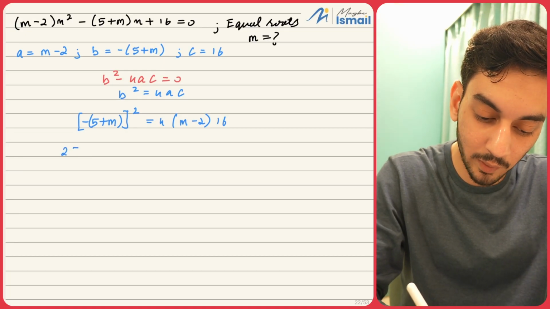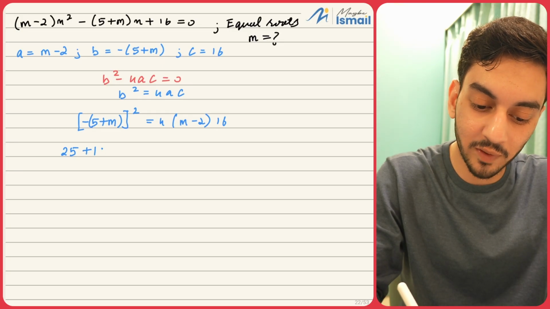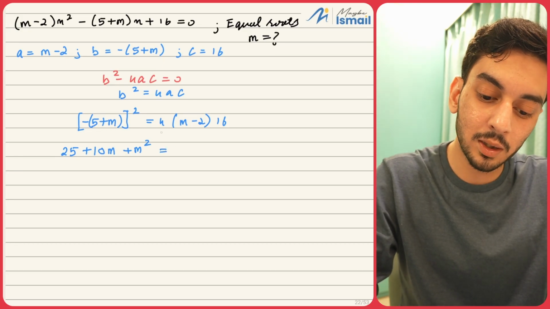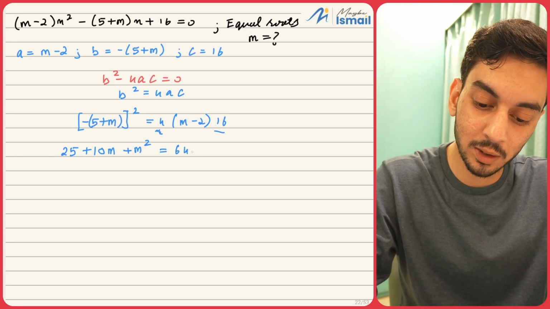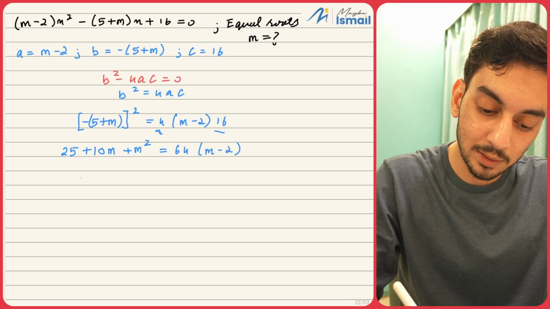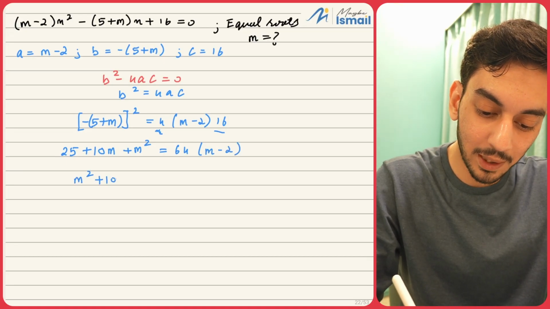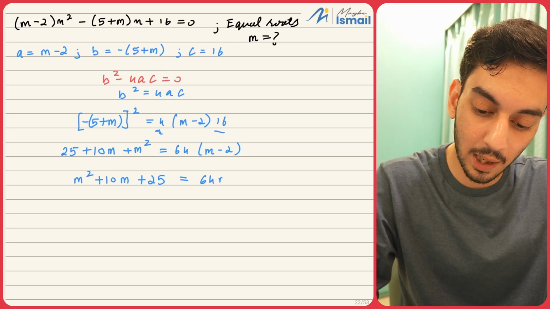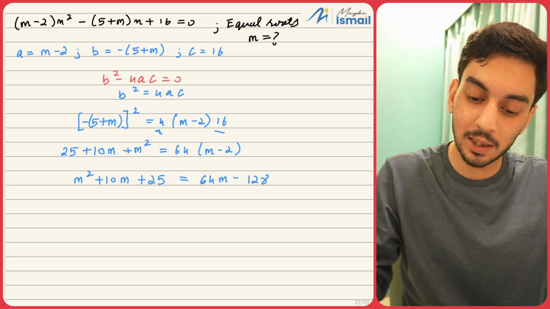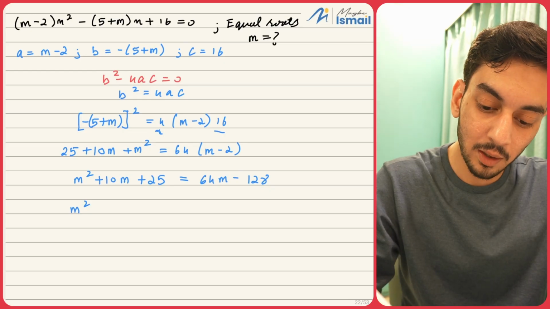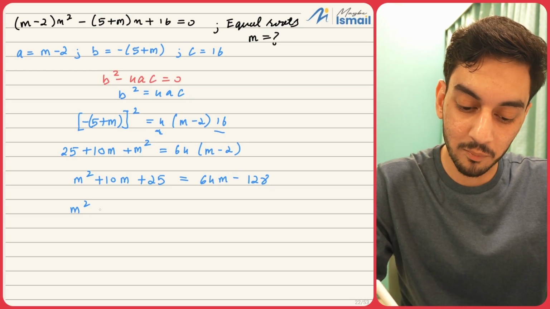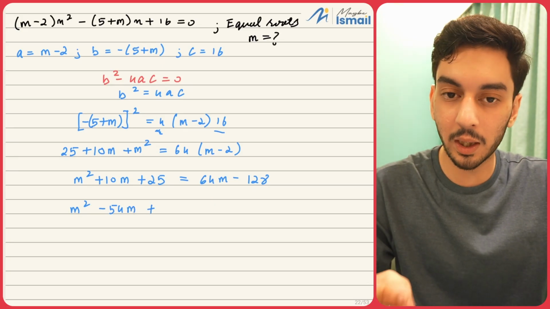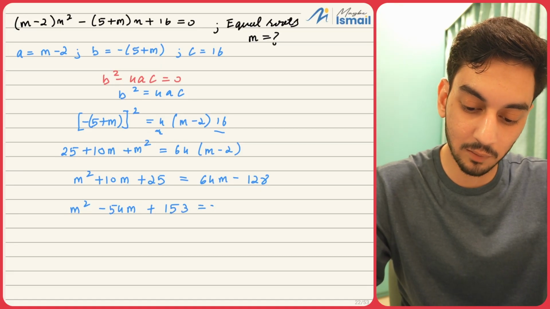So a plus b the whole square is a square, so 25, plus 2ab, so 2 times 5 times m, so 10m, plus b square, so it would be m square, is equal to 4, and this 16 gets multiplied to a 64, and then m minus 2. Simplifying this, it becomes m square plus 10m plus 25 is equal to 64m minus 128. Sending these two things to the other side, it becomes m square plus 10m minus 64m would be minus 54m, and 25 plus 128 would be 153, is equal to 0.